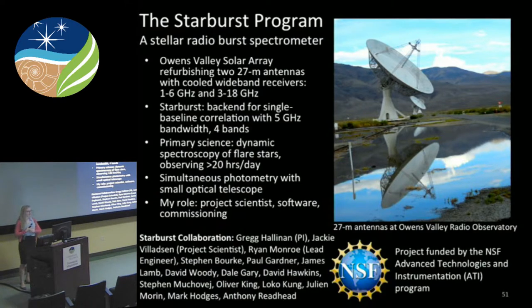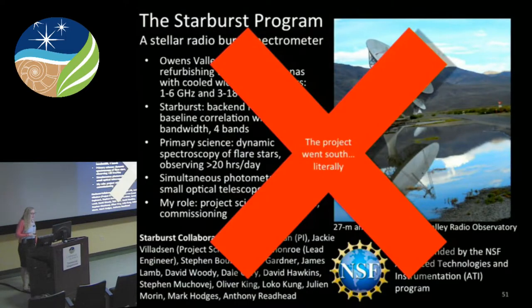And this project was in commissioning and we'd been working on it for 2 years, had a starting-to-function correlator, when it was determined that the structural testing that was done at the beginning of the project had been completely wrong, and these antennas, which are 60 years old, are made of rust and they're about to fall down and no one's allowed to go near them anymore. So that project ended, and the project did go south. The hardware, the system, has been repurposed as a solar spectrometer at the South Pole.